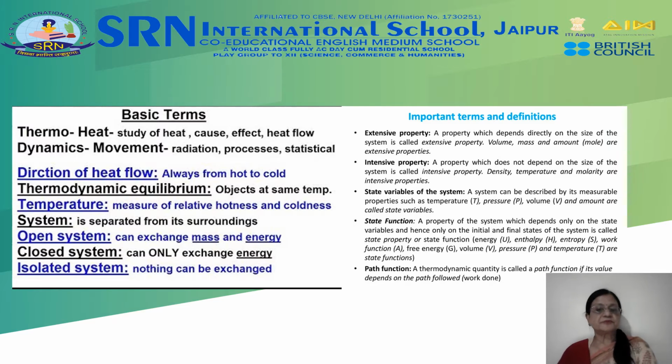A state function is a property of the system that depends only on the state variables and hence only on the initial and final states of the system. For example, enthalpy, entropy, free energy, volume, pressure, and temperature are all termed state functions. A path function is a thermodynamic quantity that depends on the path, for example work done.